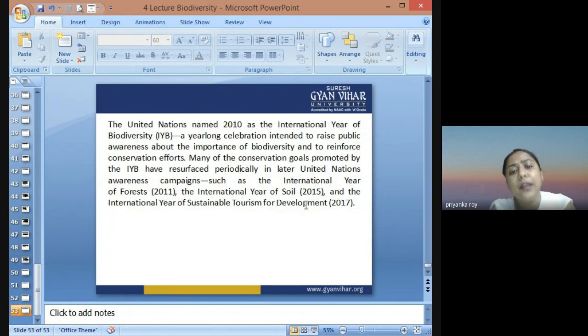So the United Nations named 2010 as the International Year of Biodiversity. It is a year-long celebration intended to raise public awareness about the importance of biodiversity and to enforce the conservation efforts. Many of the conservation goals promoted by the International Year of Biodiversity helped resurface in later United Nations awareness campaigns, such as the International Year for Forestry, the International Year for Soil, and the International Year for Sustainable Ecosystem Development, in 2011, 2015, and 2017 respectively.